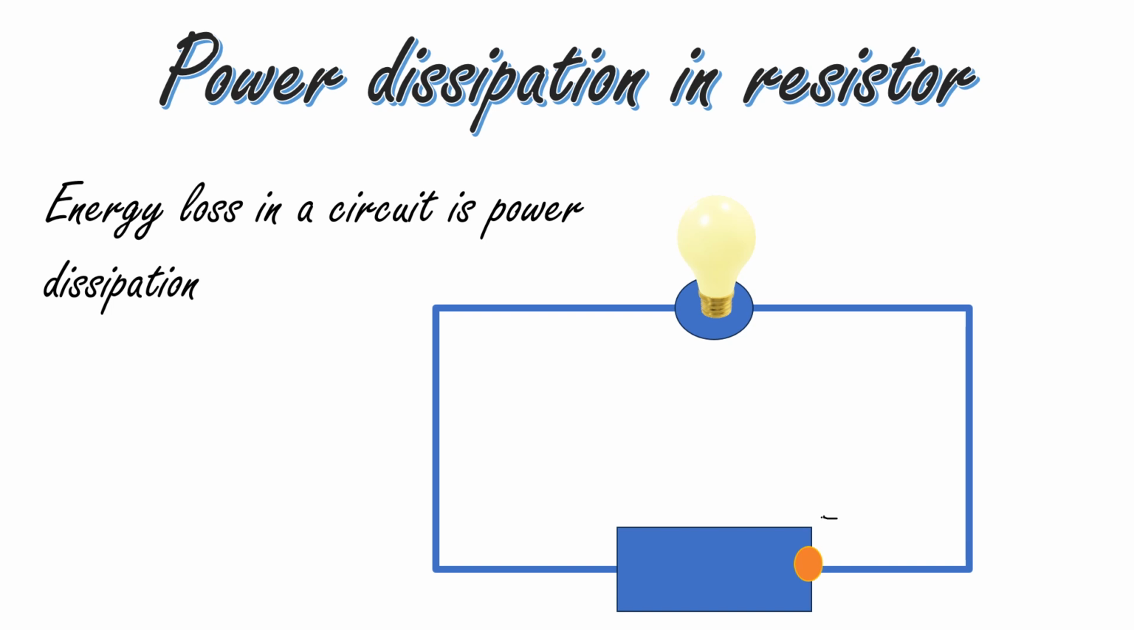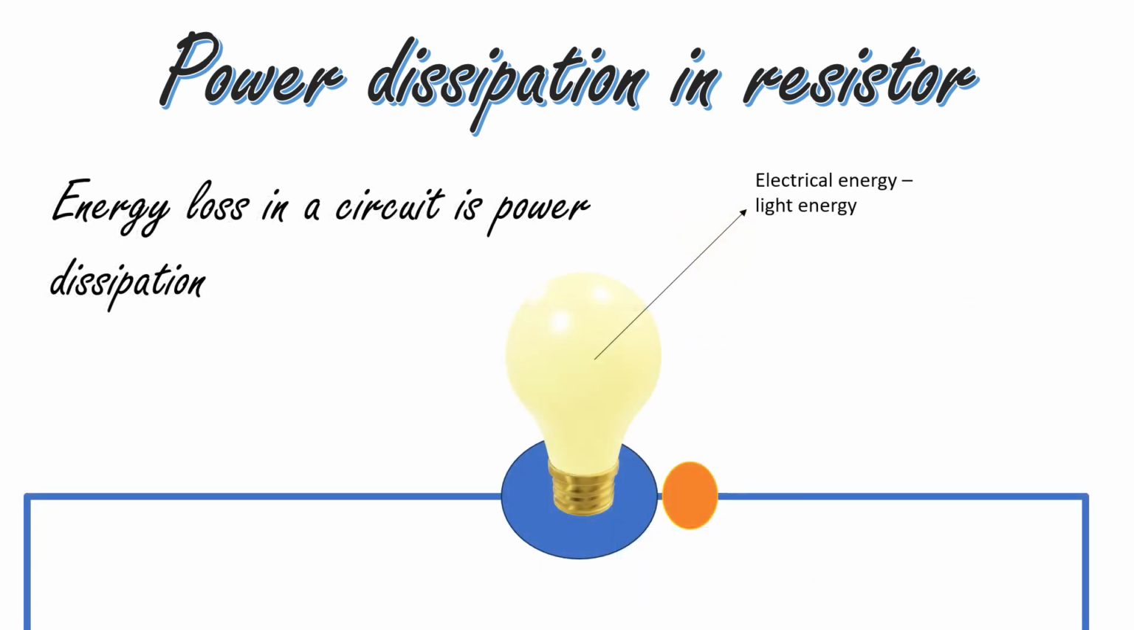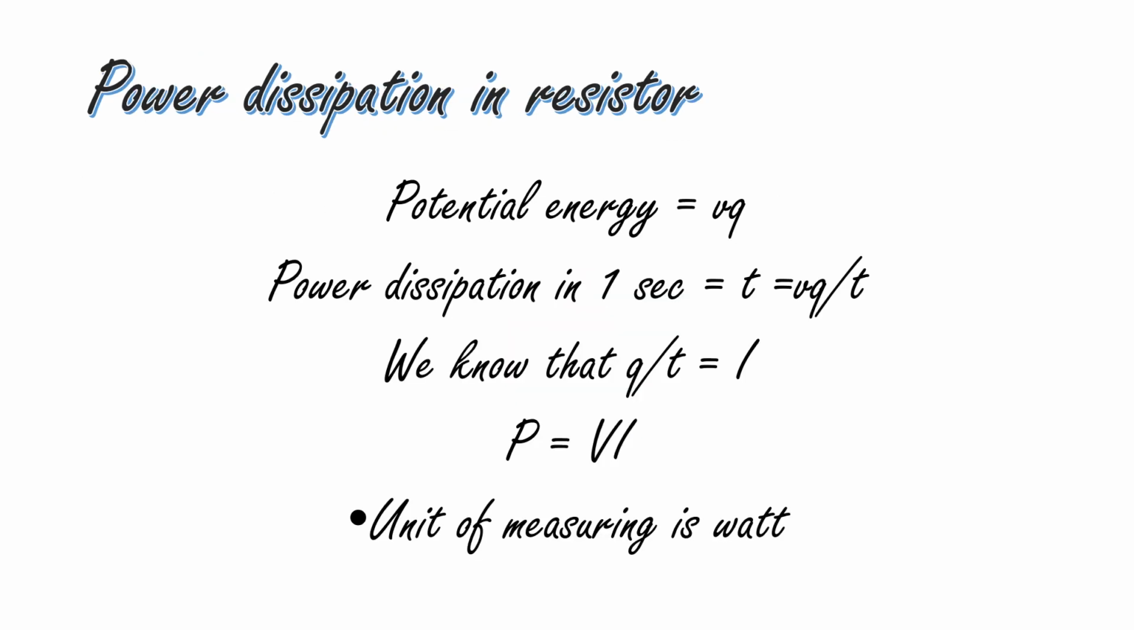Now from here we learn that the electrical energy is transferred into light energy, and that is known as power dissipation. Power dissipation in a resistor can be measured by the potential energy, because we know that the energy that is stored in a circuit is basically potential energy. Now potential energy is U equal to V times Q, that is, potential difference and charge. The product of potential difference and charge is known as potential energy.